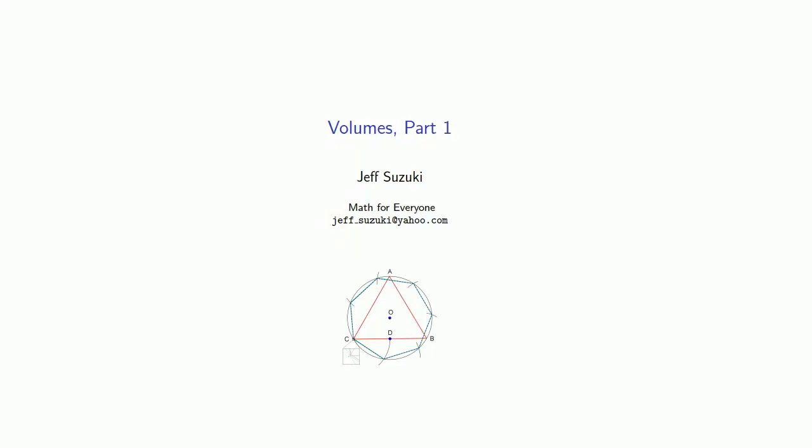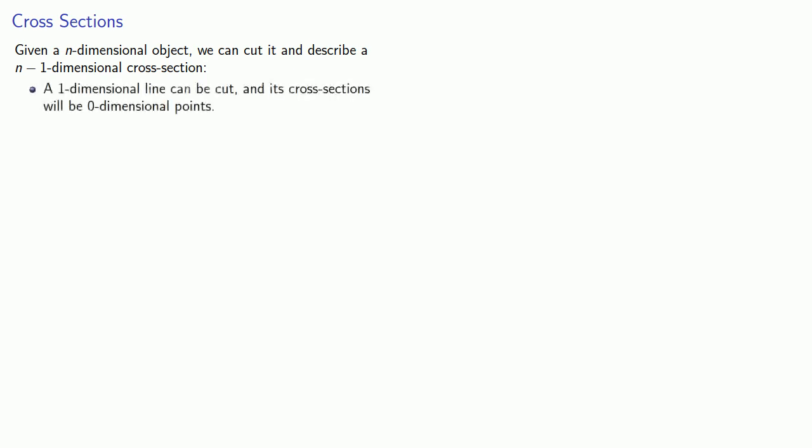Historically, the very first problem solved using calculus was to compute volumes. We'll proceed as follows. Given an n-dimensional object, we can cut it and describe an n-1 dimensional cross-section. For example, if you take a one-dimensional line, you can cut it and its cross-sections will be zero-dimensional points.